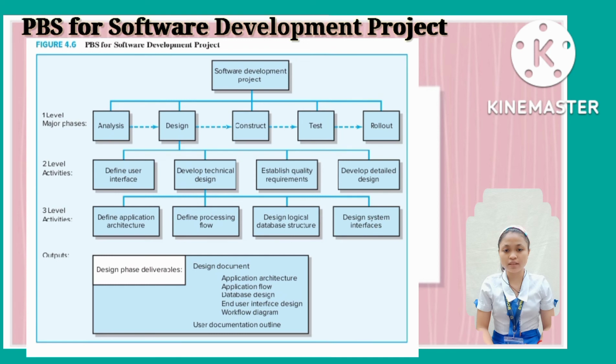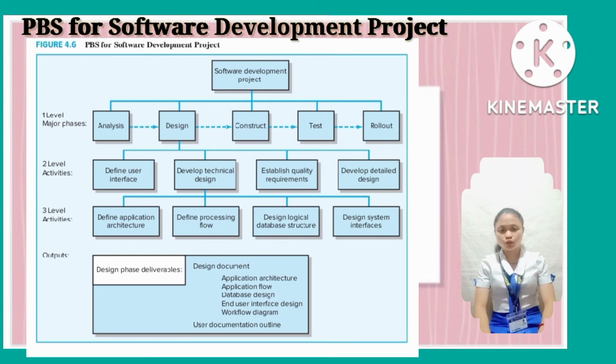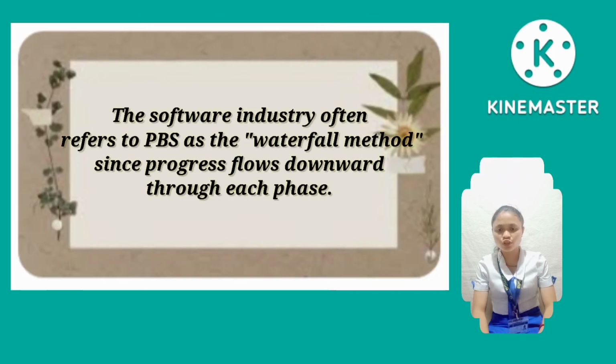Each of the 5 major phases can be broken down into more specific activities until a sufficient level of detail to communicate what needs to be done to complete that phase. Next will be level 3. It's also activities. The developed technical design can be broken down into defined applications architecture, defined processing flow, design logical database structure, and design system interfaces until we come up with the outputs. The software industry often refers to PBS as the waterfall method since progress flows downward through each phase.